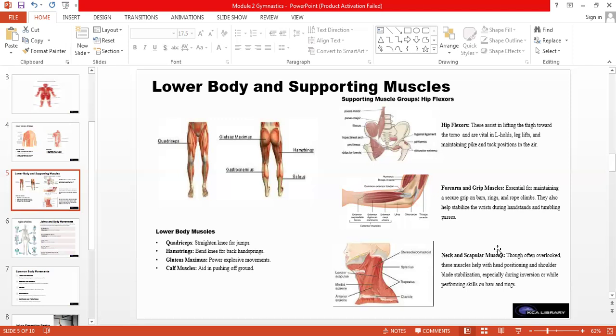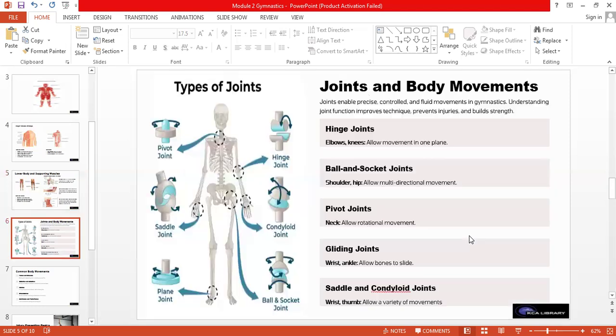We have the supportive muscles, and these are the likes of the hip flexor, the forearm and grip muscle, and the neck and scapular muscle. These are the supporting muscle groups that we have in gymnastics and the anatomy of a gymnast.